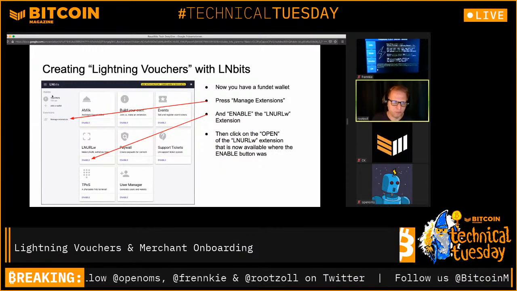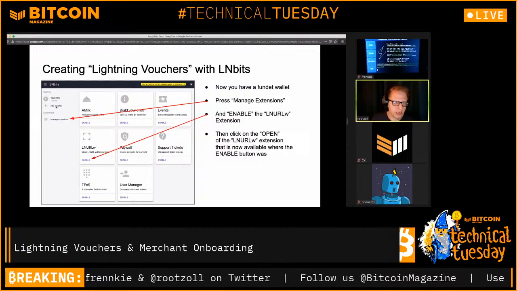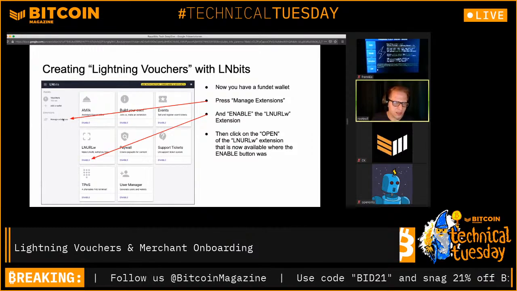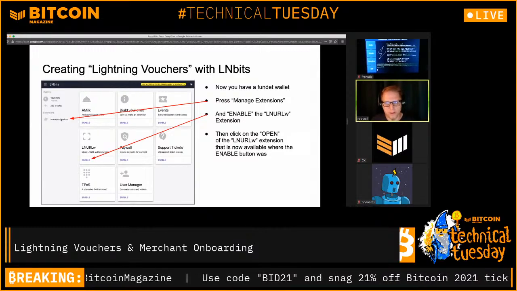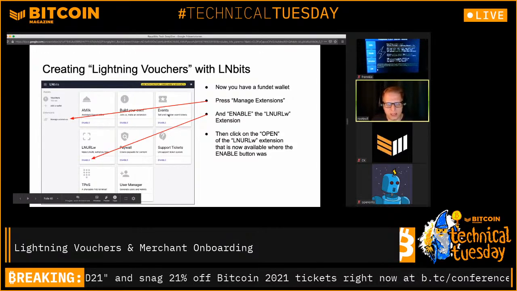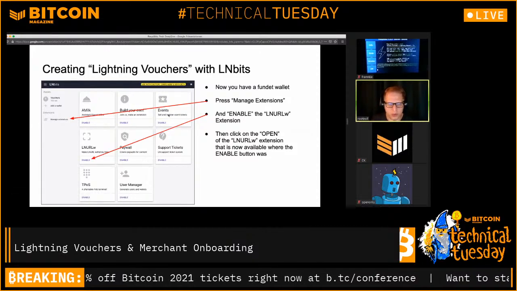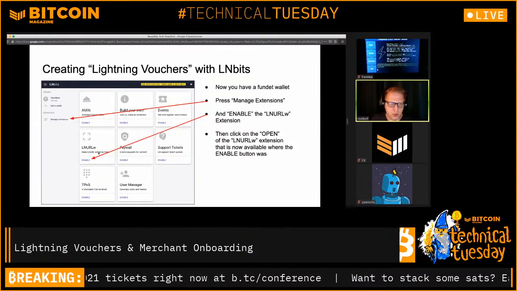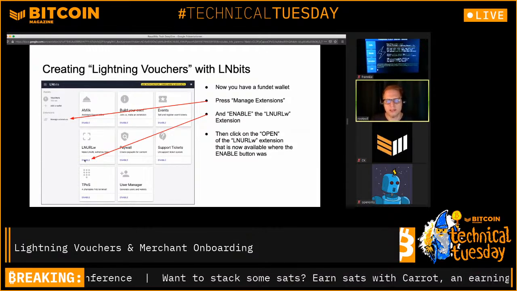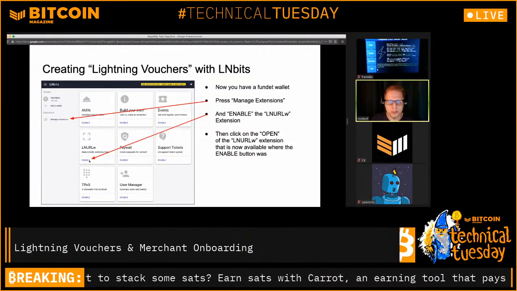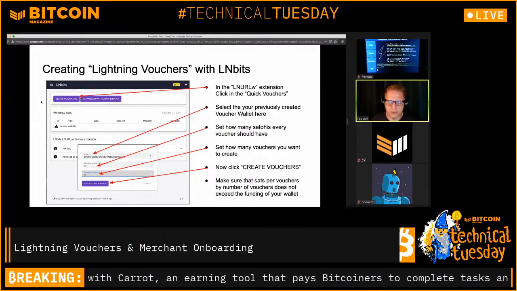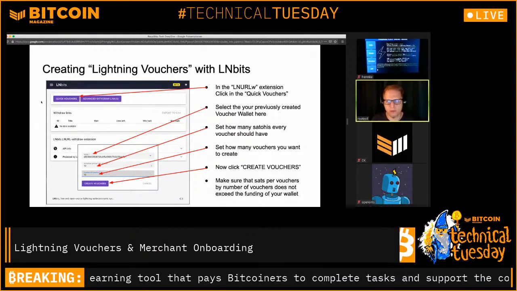Then the next thing to do, you're still on the same page. You're here on your LNbits, on the wallet you created and have now funded, and you always find here this manage extensions point. You go there and you see all the extensions, the plugins that LNbits has available for you, and the one that we need is the LNURL-withdraw. You click enable here, then this enable turns into an open. You click on open, and then you get into the screen for the LNURL-withdraw extension or plugin for LNbits.